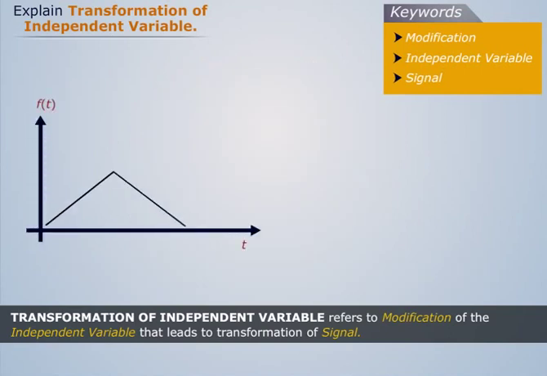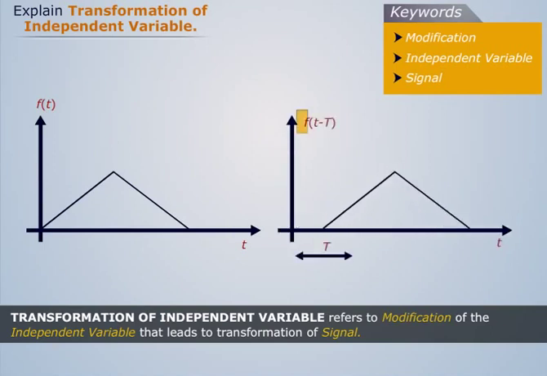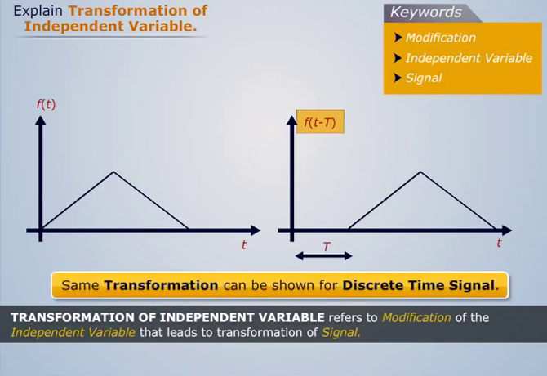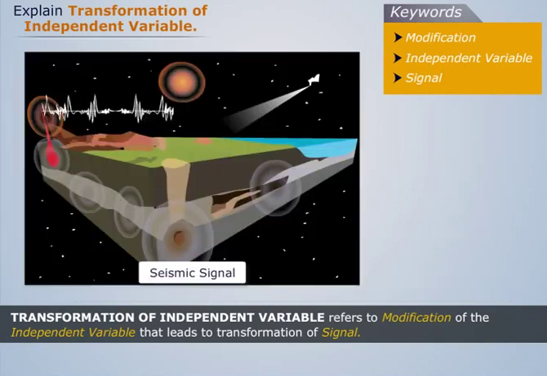A continuous time signal f of t is related by time shift property. The signal f of small t minus capital T represents a delayed or advanced version of f of t. The same transformation can be shown for discrete time signal. The signals which are represented using time shift are applied in radar, sonar, and seismic signal processing.